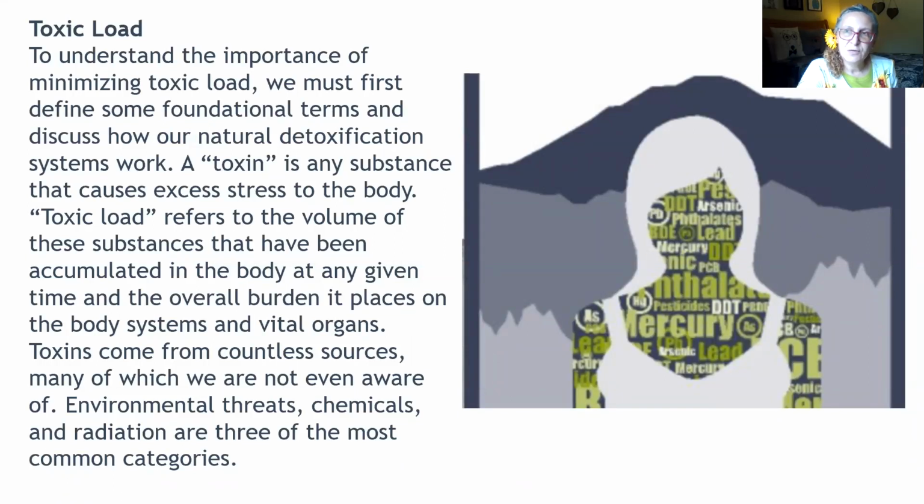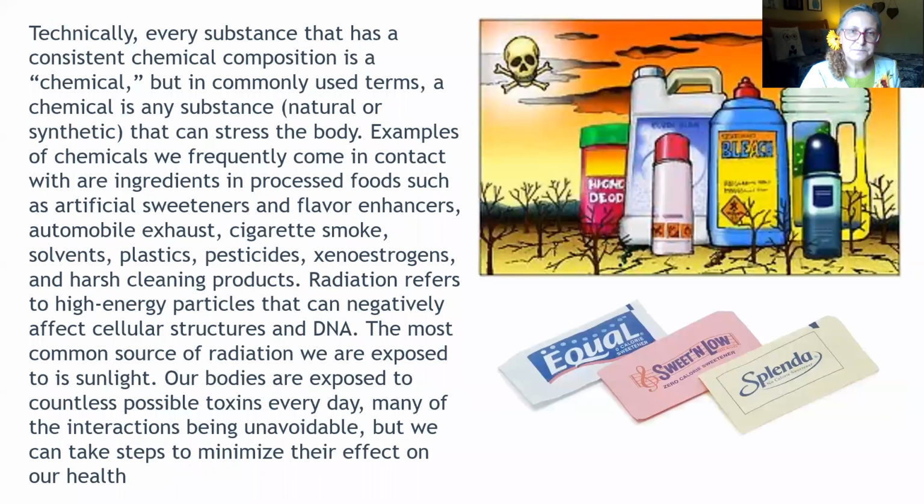Of course, many of us already know that the liver is the detox center of our body. And it comes with a great amount of stress as we overburden it with toxins. And we're going to talk about what those toxins would be. They come from countless sources. We've got environmental threats. We've got chemicals that we're bombarded with 24/7. And radiation. These are three of the most common categories of toxins. And we're going to talk about some of these in detail.